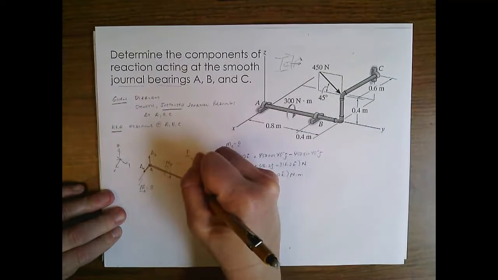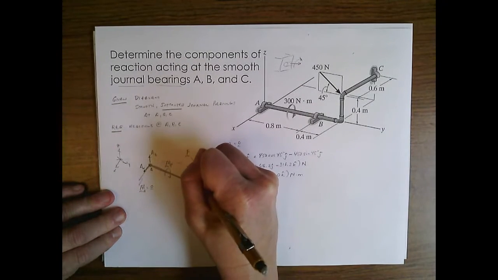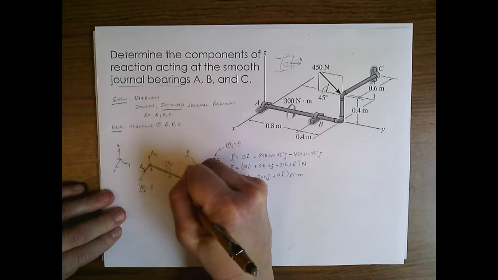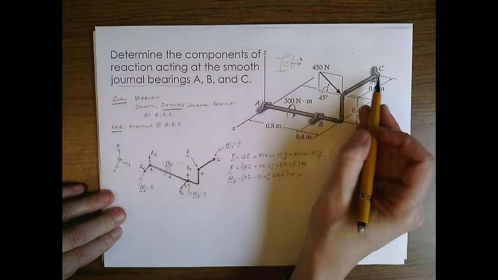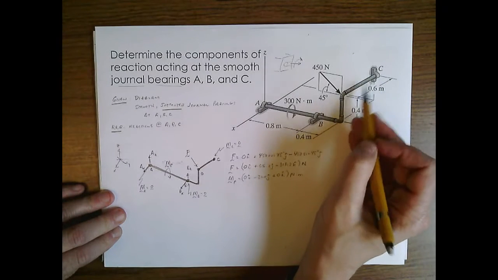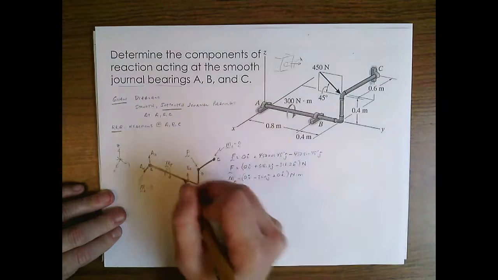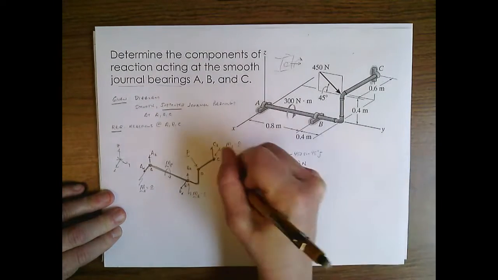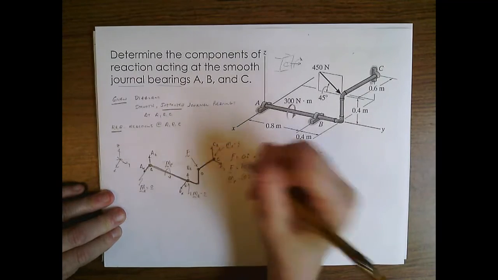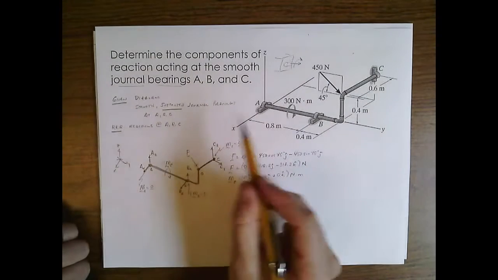At B I have the same thing. I'd have a BZ and a BX, but BY is equal to 0. And at C, I would have, in this instance, CX equal to 0, but I would have a CZ and a CY. Okay, so that's my full free body diagram there.